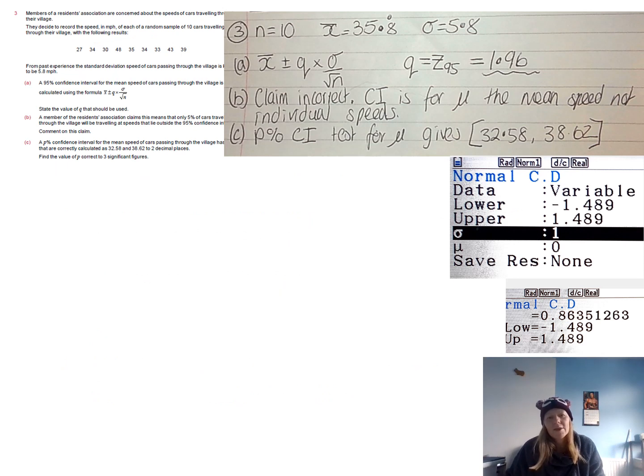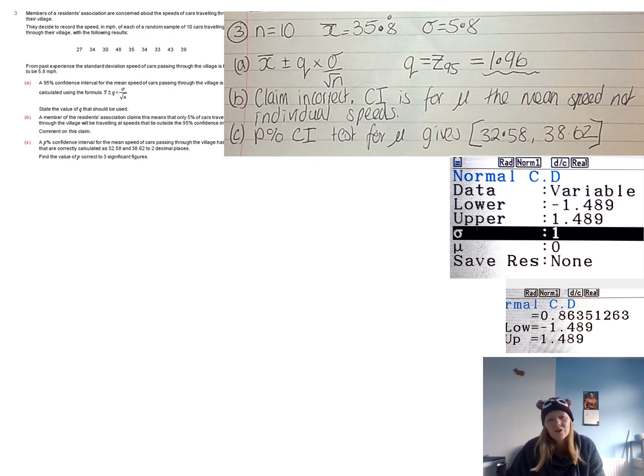Okay, hope you've had a go at this. The first two bits, probably straightforward: your Z value and making a comment. Part C, a little bit different. This one may have caught you out. You asked for the percentage of the test, so you're after the Z value and then doing something with that.